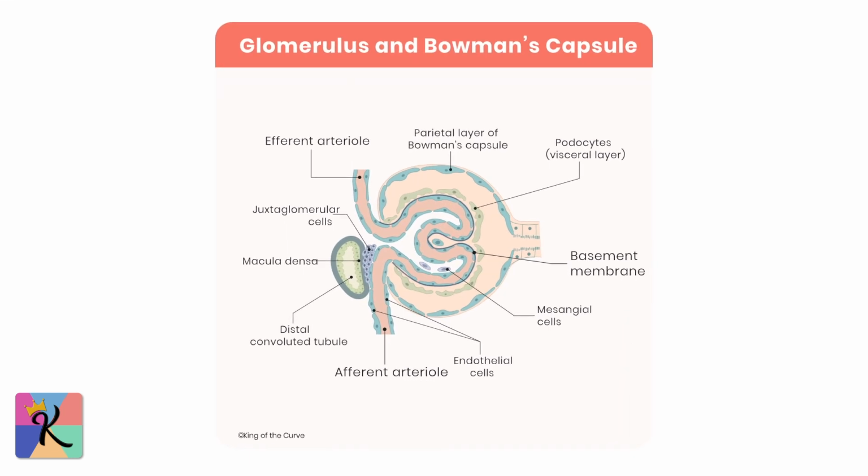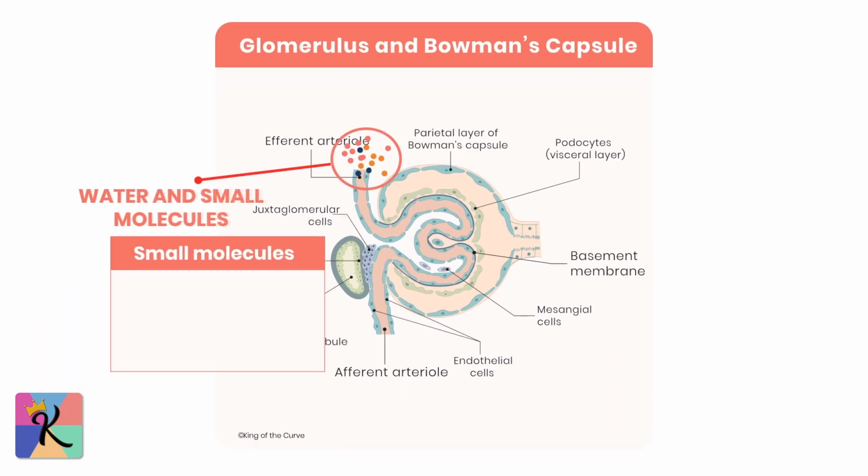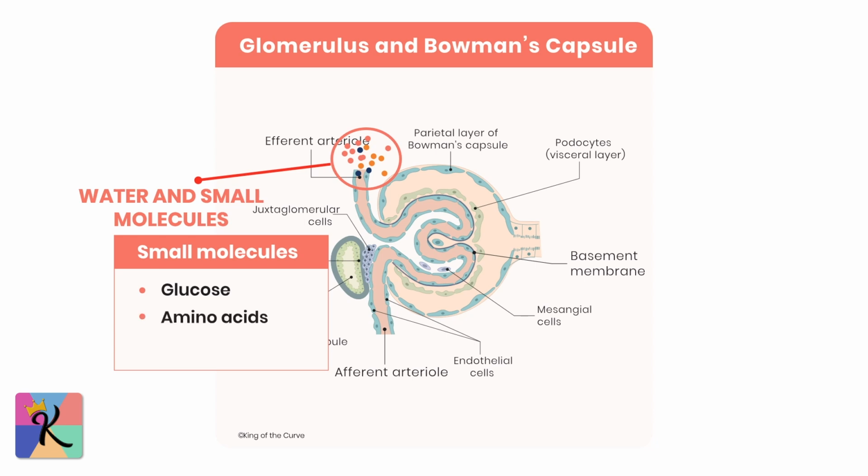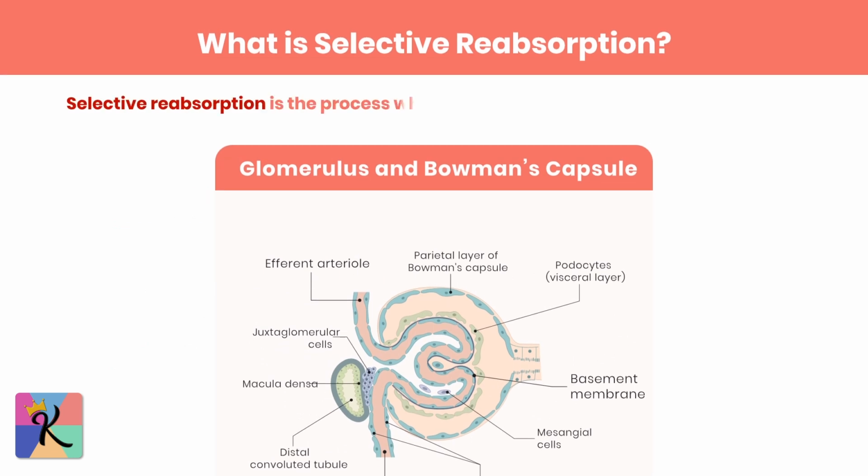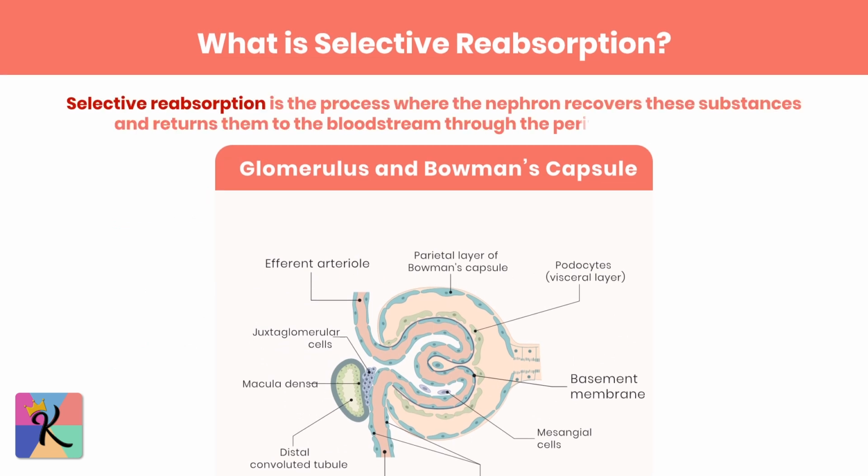After filtration in Bowman's capsule, the filtrate contains water and small molecules like glucose, amino acids, and ions. However, these aren't waste products. They're valuable to the body. Selective reabsorption is the process where the nephron recovers these substances and returns them to the bloodstream through the peritubular capillaries. Reabsorption often involves active transport where substances are moved against their concentration gradient using energy.